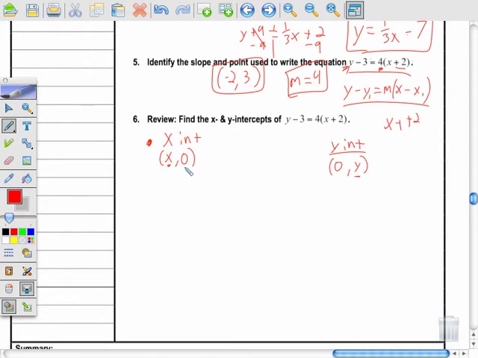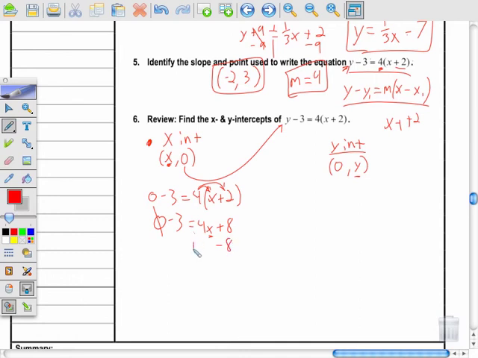All you got to do is plug in to solve for the x-intercept. So we're looking right here first. To solve for the x-intercept, I'm going to take 0 and plug it in for y, because I know that the y value is 0. So let's write that: 0 minus 3 equals 4 times x plus 2. Distribute out. That becomes 4x plus 8 equals 0 minus 3. 0 minus 3 is negative 3, so you got negative 3 equals 4x plus 8.